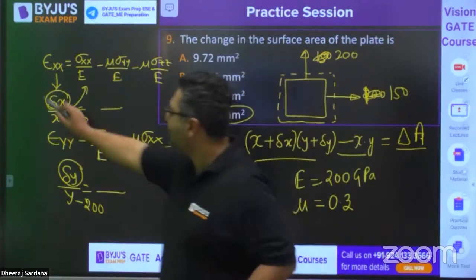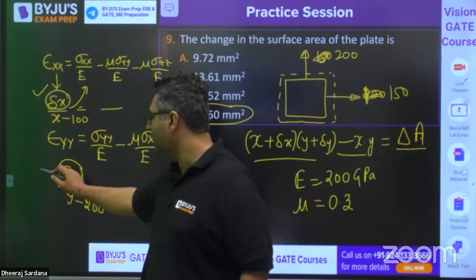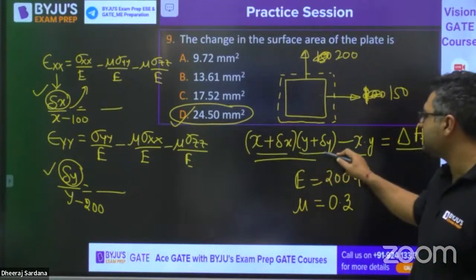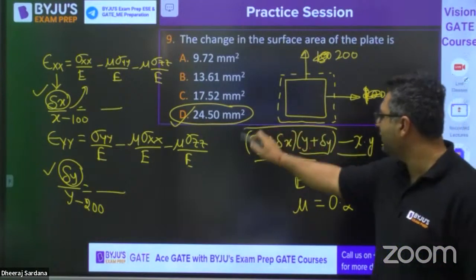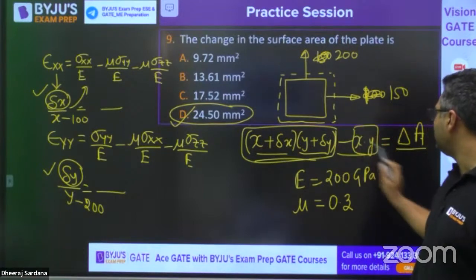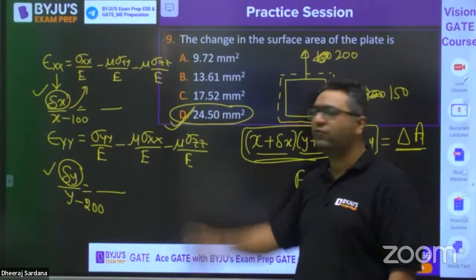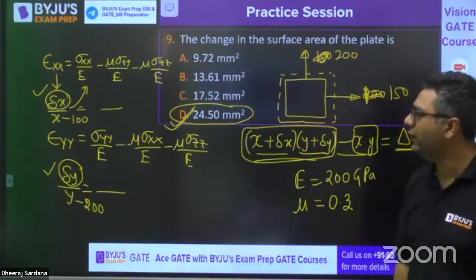What we have done? We found out the delta x from here. We found out the delta y from here. Then we already know x plus delta x, y plus delta y. This is the new area. This is the previous area. The change of area will be this. So guys, you will be getting 24.5 mm square. Very good.